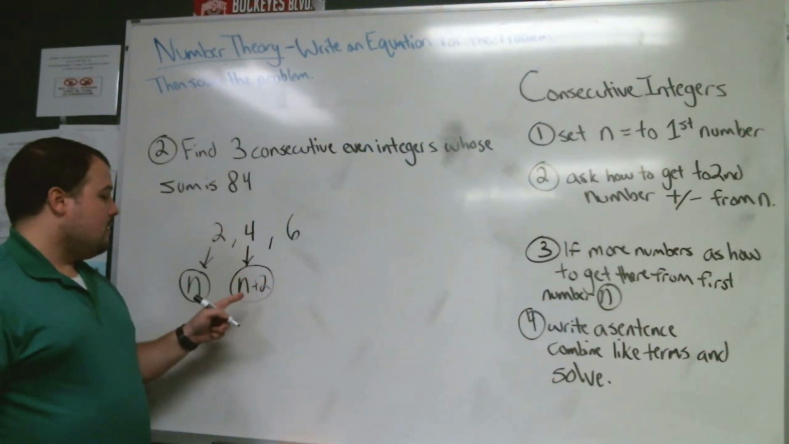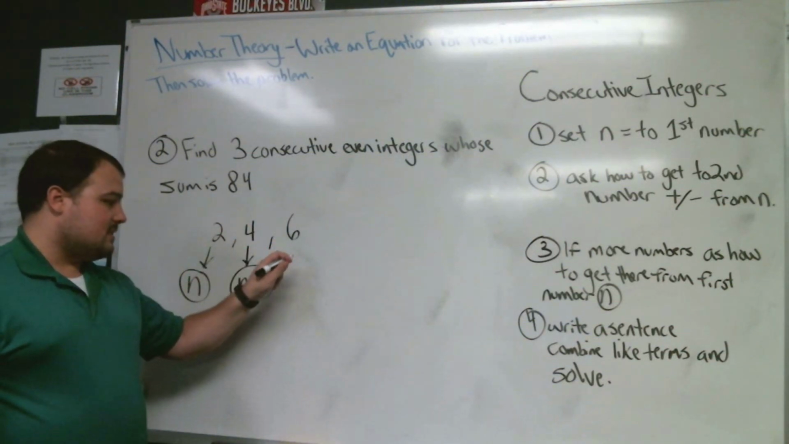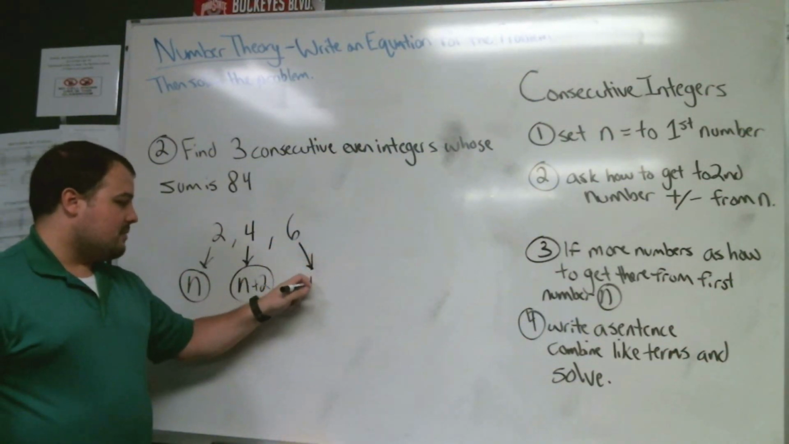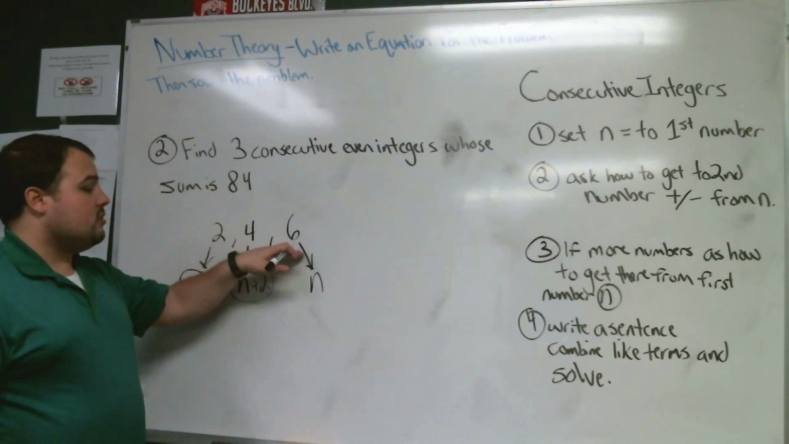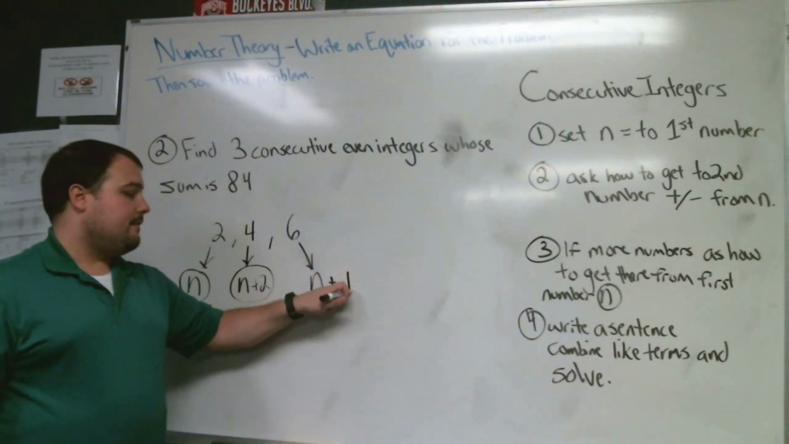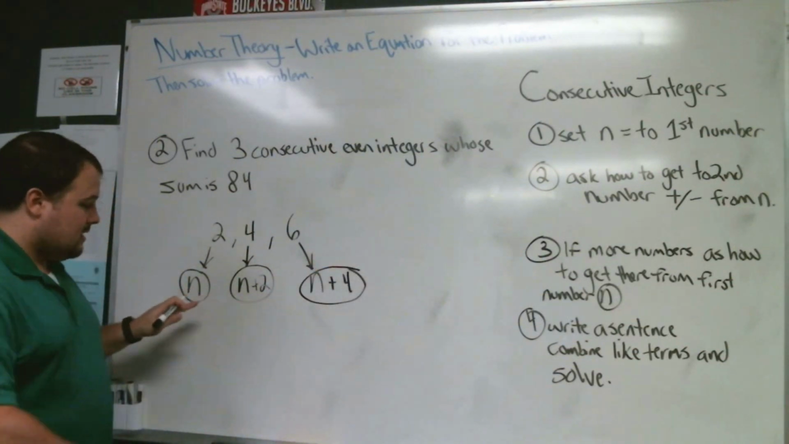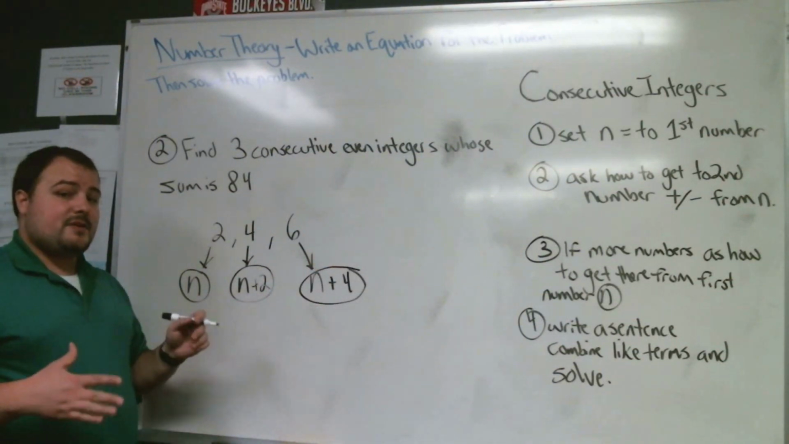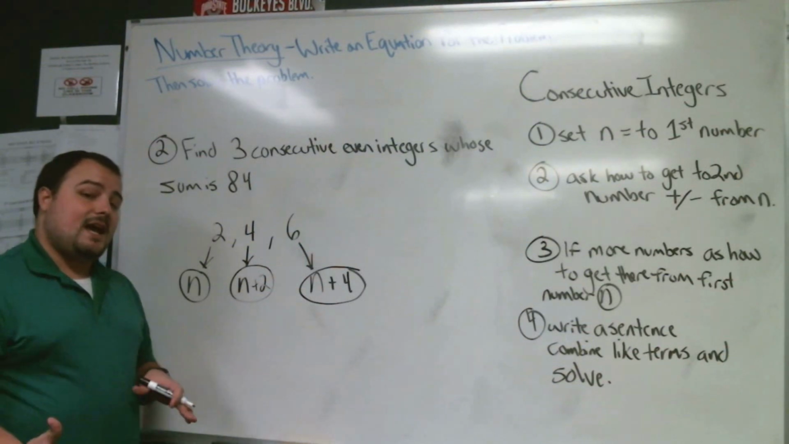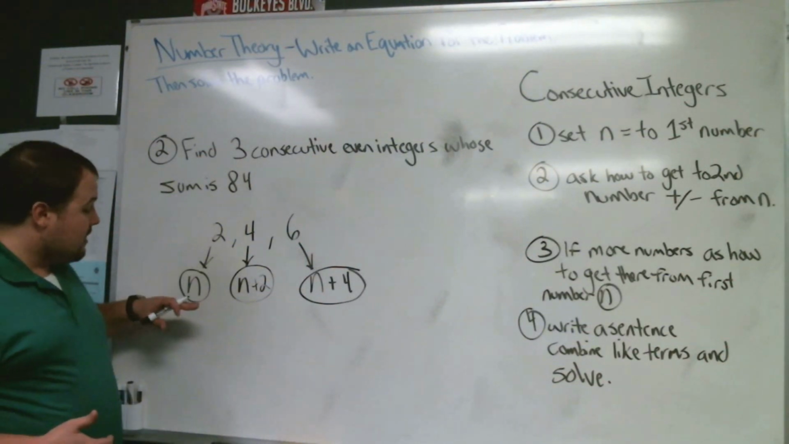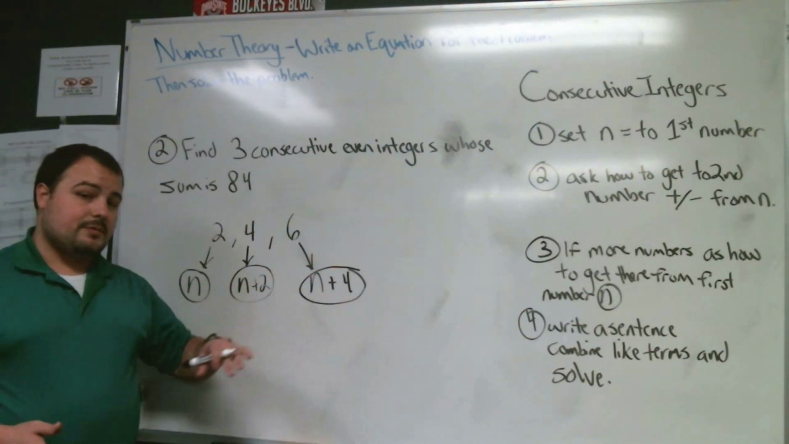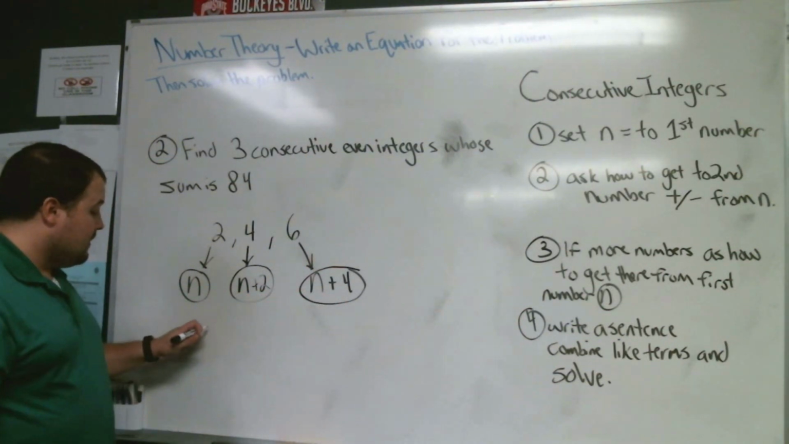How do I go from the first number to the last number? So I take my first number, which is n, and I'm going to add what to 2 to get to 6? Well, I'm going to add 4. So these 3 things right here represent the 3 numbers that would be adding together to equal 84. So all I'm going to do is write number 1 plus number 2 plus number 3 adds to make 84.